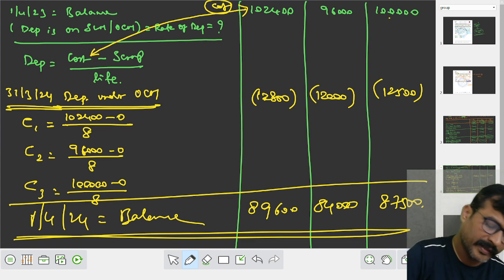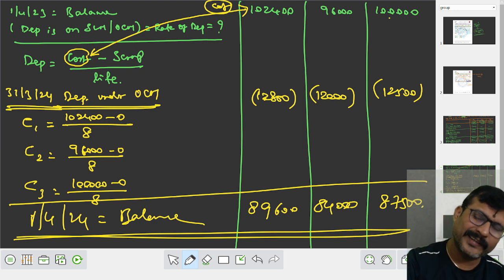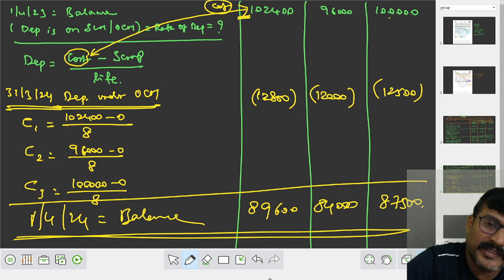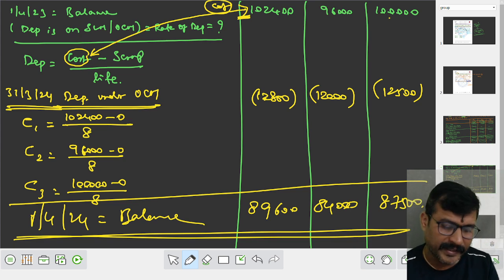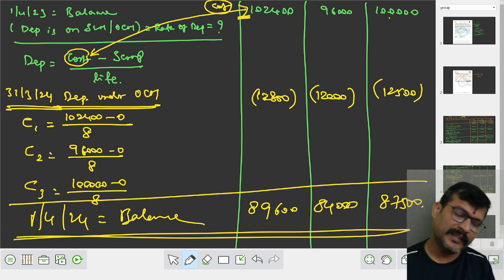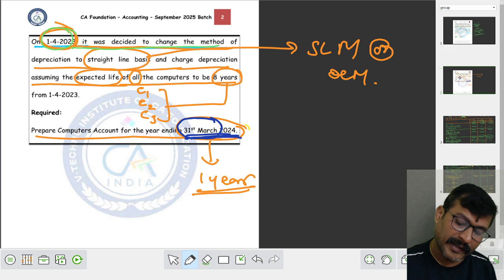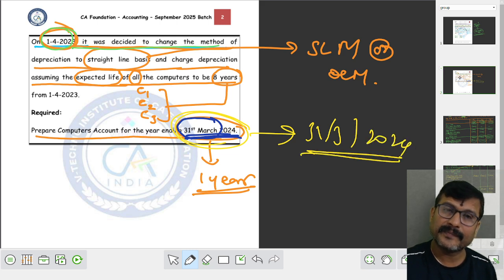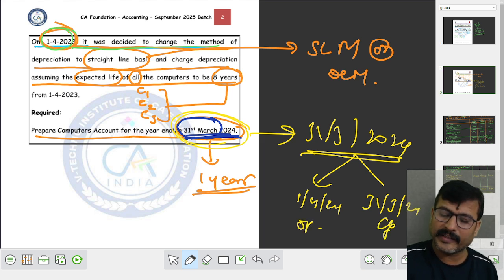Did you understand? Please remember, cost means it is not the original cost of the machine, because already we have calculated depreciation for so many years. We have to take the reduced value, because from here onwards the life of the asset is 8 years, not from the beginning. Life is 8 years from April 23 onwards. That's why we have to take this as a cost, my dear student. For this, what we have to do? We have to prepare the computer account for only 1 year, ending 31st March 24. We start from April 23 and end on March 24. This is your opening date and that is your closing date.